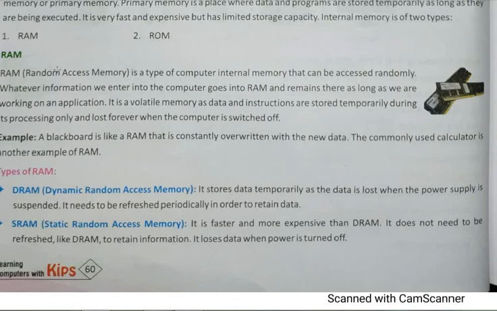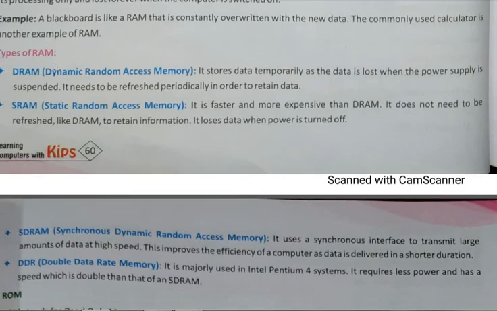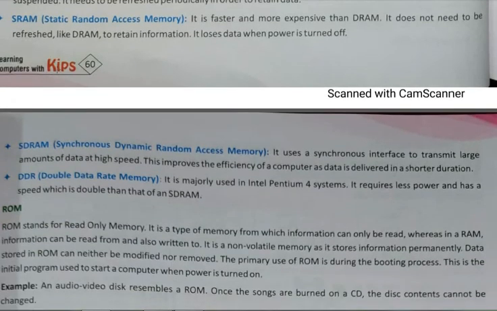Whatever information we enter into the computer goes into RAM and remains only while we are working on the application. It is stored temporarily during processing and will be lost forever when the computer is switched off. For example, a blackboard is like RAM that is constantly overwritten with new data. When the board is filled, we rub it, then again write new data. It has some types also: DRAM, SRAM, dynamic, static, synchronous, and DDR, that is double data rate memory.